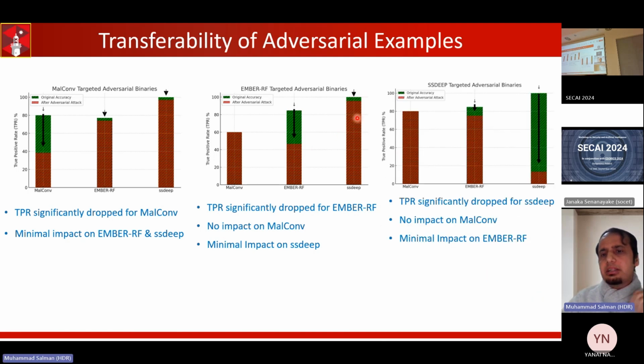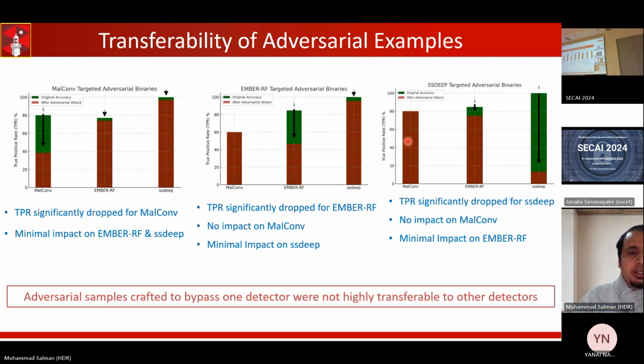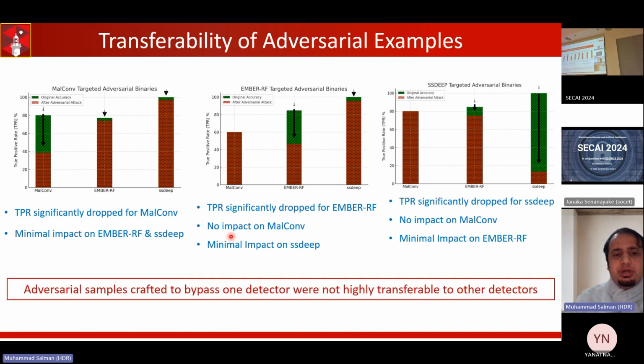Lastly, we repeat the same procedure for generating adversarial binary while keeping SSD as a target. So we can see from the graph that it significantly dropped the accuracy for SSD. However, it has little impact on Ember RF, while again no impact on the Markov model. So this shows that the adversarial examples crafted to bypass one detector were not highly transferable to other detectors.